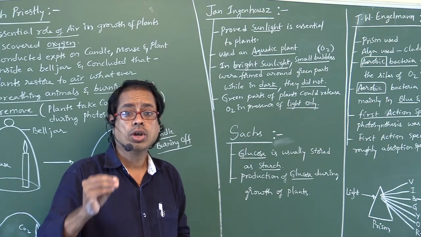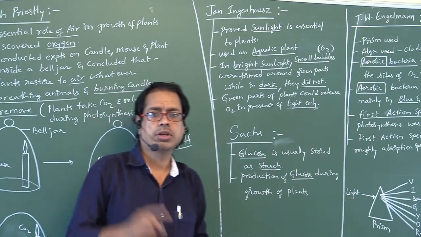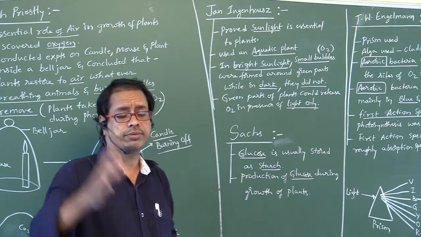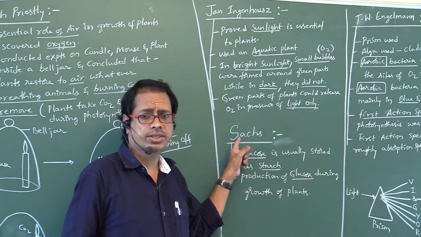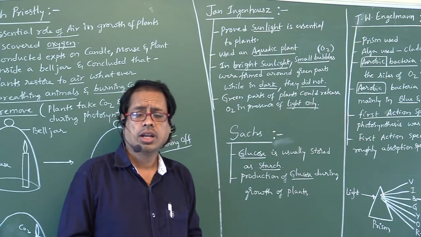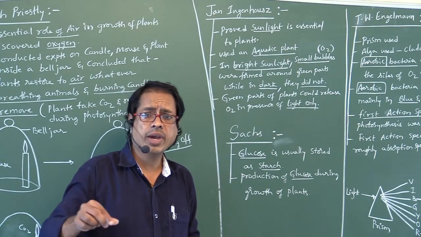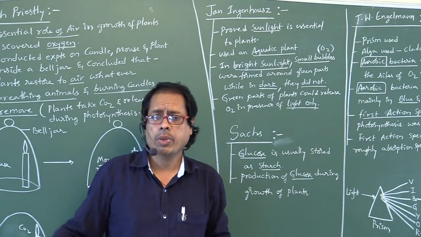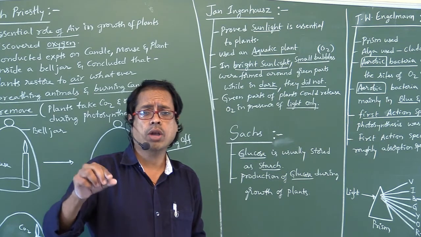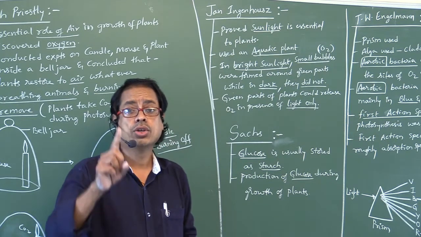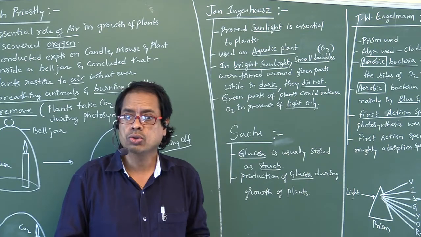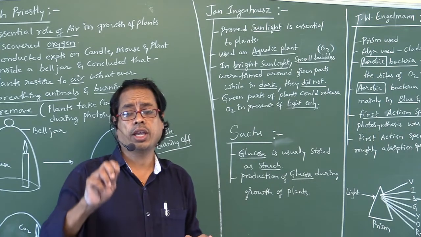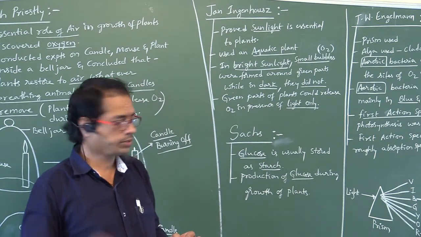So when photosynthesis occurs, glucose is formed. Production of glucose during photosynthesis was the statement given by Sachs. When this glucose combines with fructose, it becomes sucrose. In the plant body, the form in which carbohydrate is transported in the phloem is sucrose. We have to say sucrose. That is, through phloem, food is transported in the plant body in the form of sucrose.